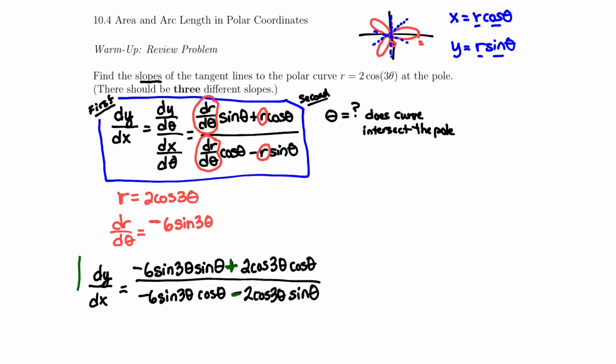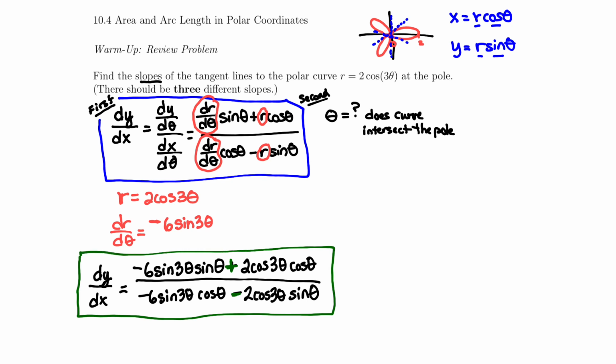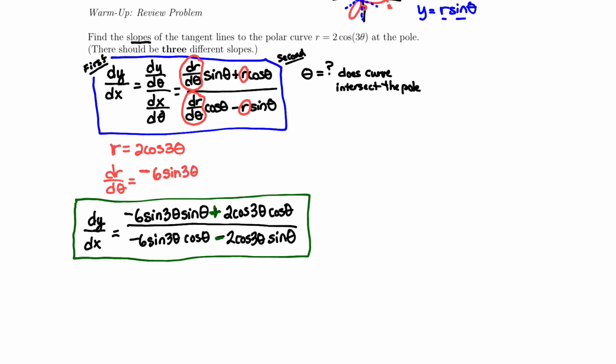This would be your slope. If you want to, you could pull out a 2. We could factor out a factor of 2 from top and bottom and cancel that if you want to get a little simpler. But otherwise, that's your slope. So you could take a 2 and pull it out.